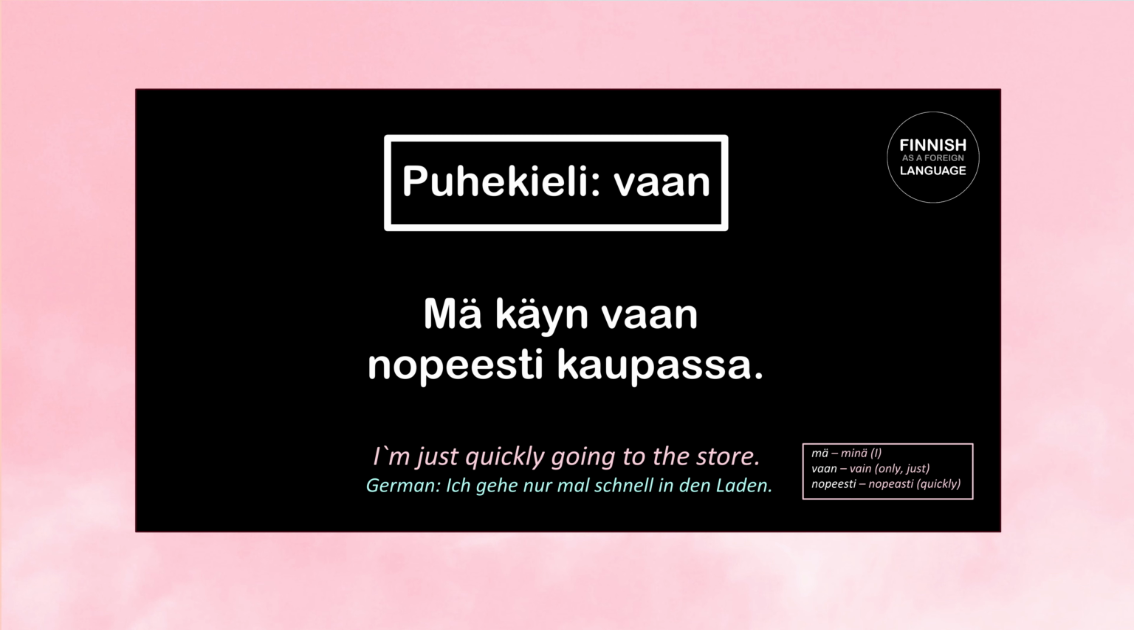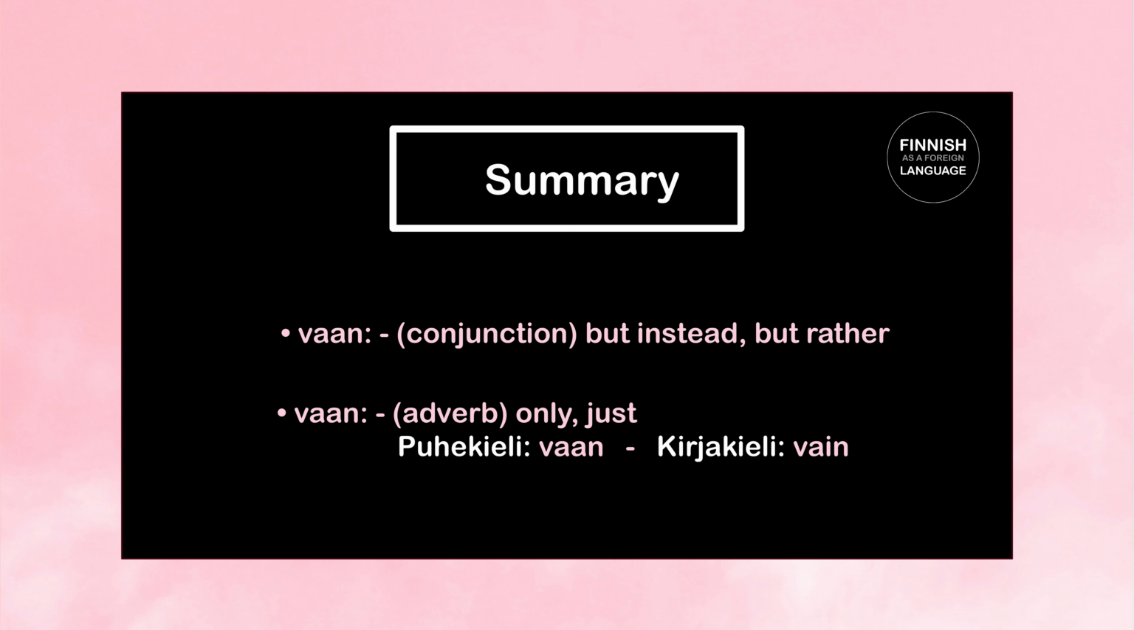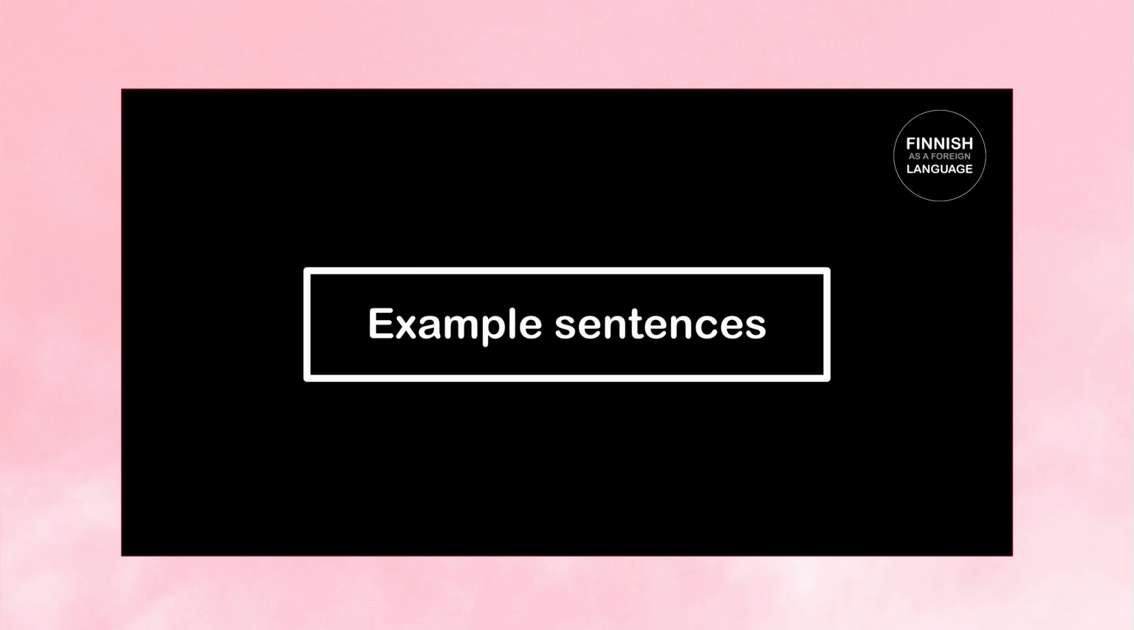So to sum it up, vaan is a conjunction. It usually means but instead or but rather. However, in puhekieli it can mean only or just. Then it works as an adverb. Alright, now we move on to our next chapter, the example sentences.